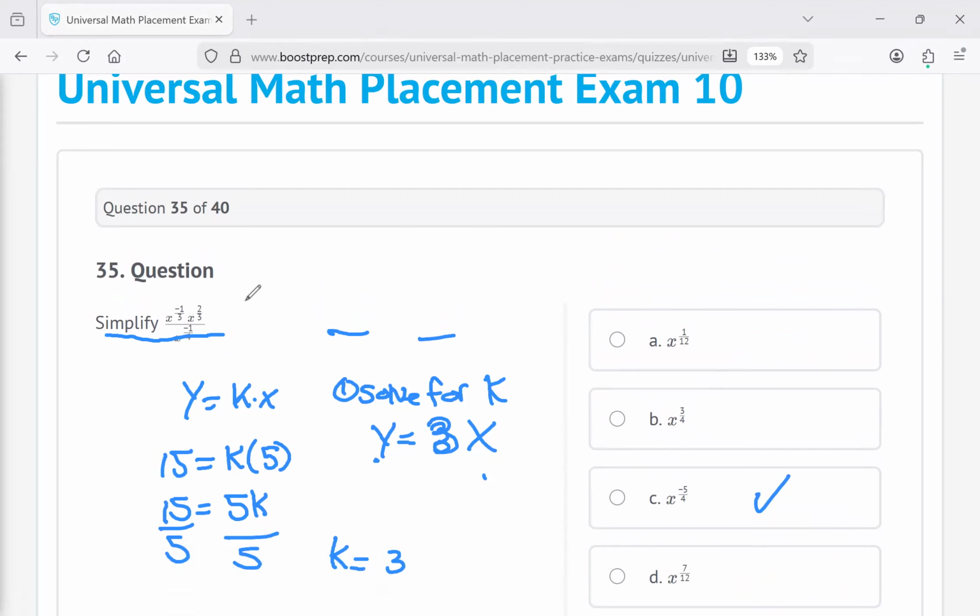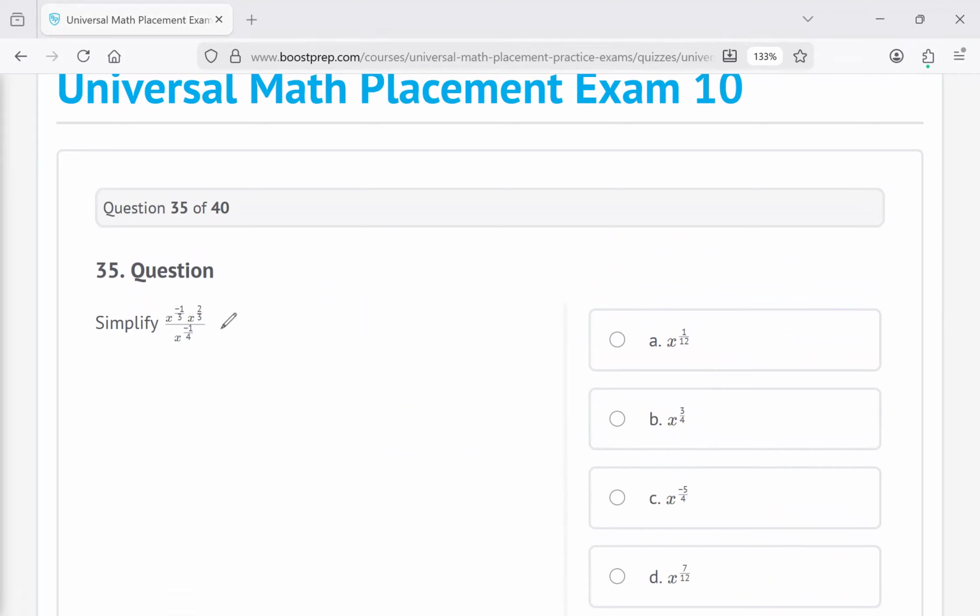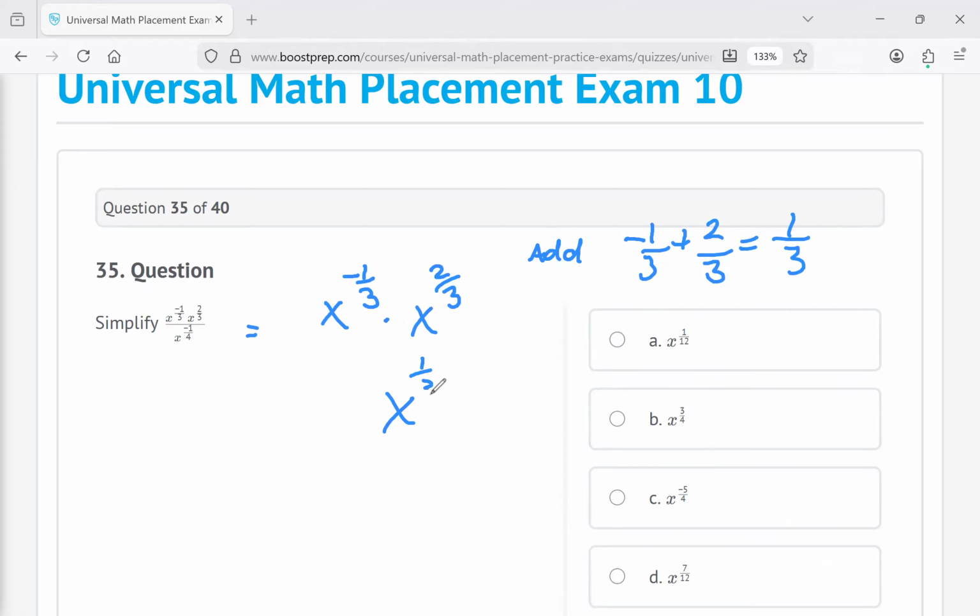This one, simplify. So what is so special about this? You need to know your exponent rules, but what is so special is they're all x's. So we can combine all of these. So let's fix the top. We have x to the -1/3 times x to the 2/3. What is your exponent rule when you're multiplying with the same base? So yeah, you add. When we multiply with the same base, you add the exponents. So what's -1/3 plus 2/3? That is 1/3. So you get x to the 1/3.